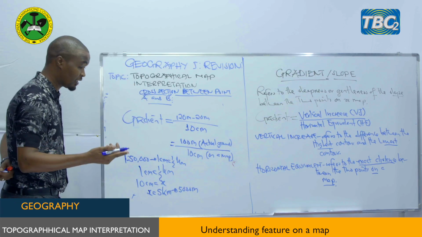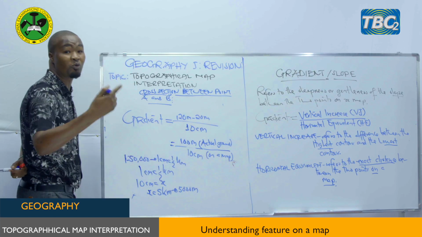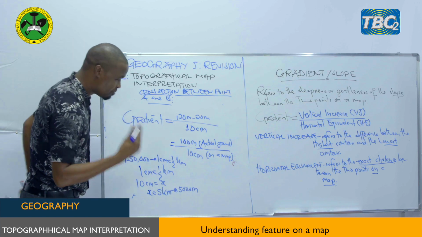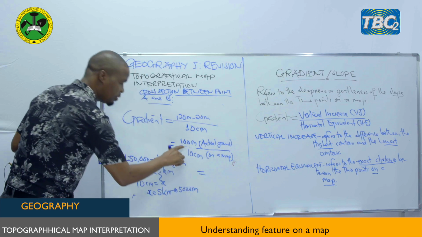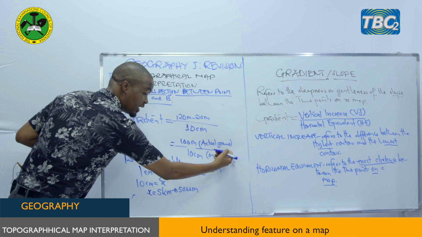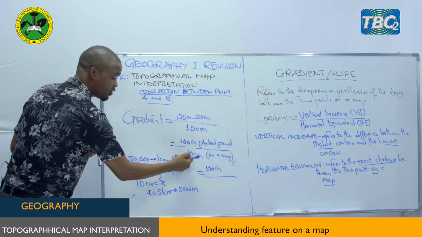So have you seen right now that this 10 centimeters on the map is equal to 5,000 meters? Then from there you can calculate your gradient. It means the gradient will be equal to this 100 meters, which is on the actual ground, divided by this one, which is on the map.